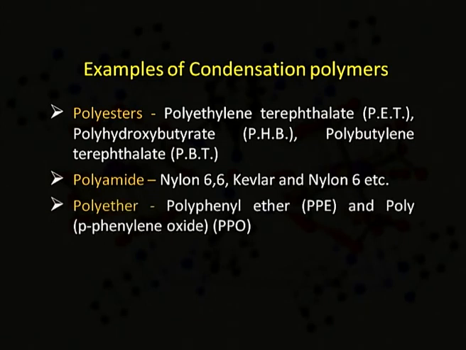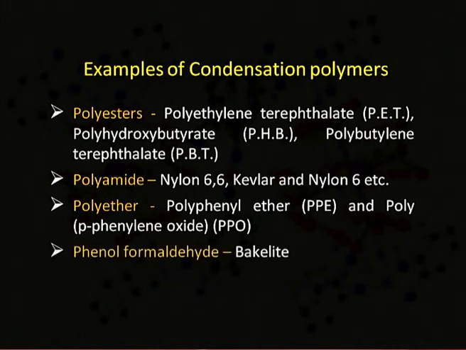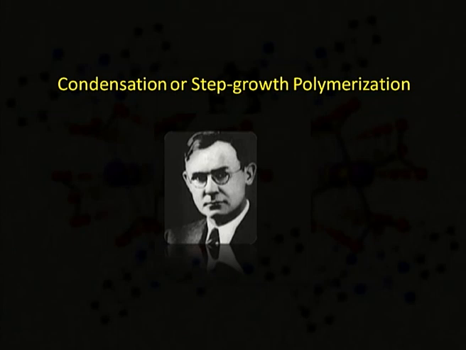Another example is polyether. These are made up by the ether linkage. Examples are polyphenyl ether, that is PPE, and polyphenylene oxide, that is PPO. Phenol formaldehyde is also known as bakelite. Polysulfide is a kind of synthetic rubber. An example is thiokol. So, the distinction between addition polymerization and condensation polymerization was introduced by Wallace Carothers in 1929 and refers to the type of products respectively.